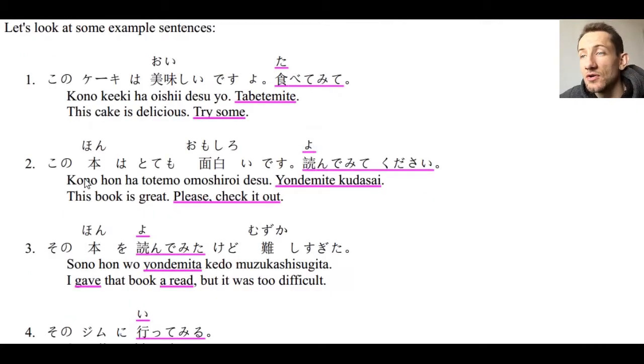Number 2, この本はとても面白いです。読んでみてください。So 読んでみてください. Here we have the te form again, but we're adding ください to be a little more polite. So this book is really good. Please check it out. 読んでみてください.